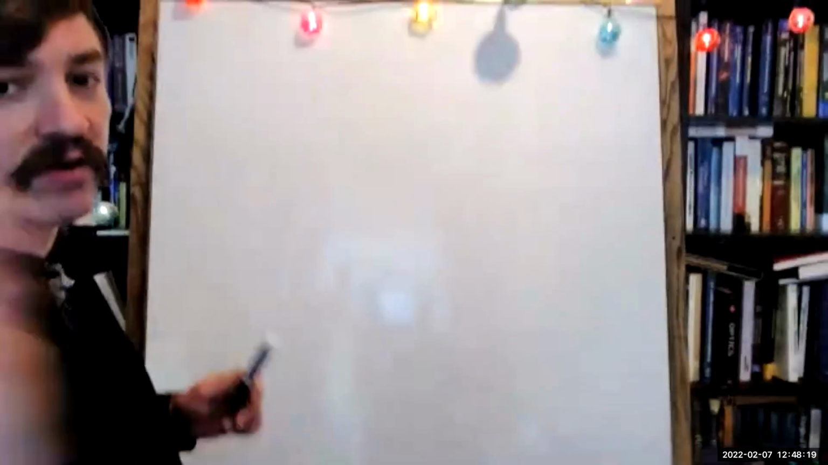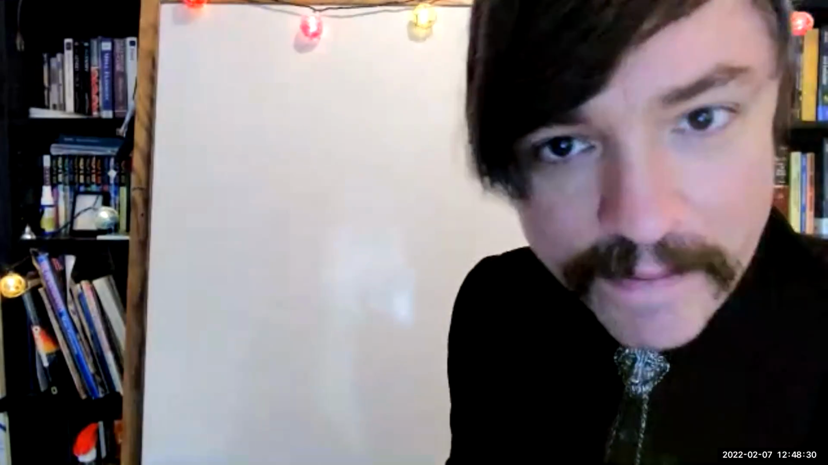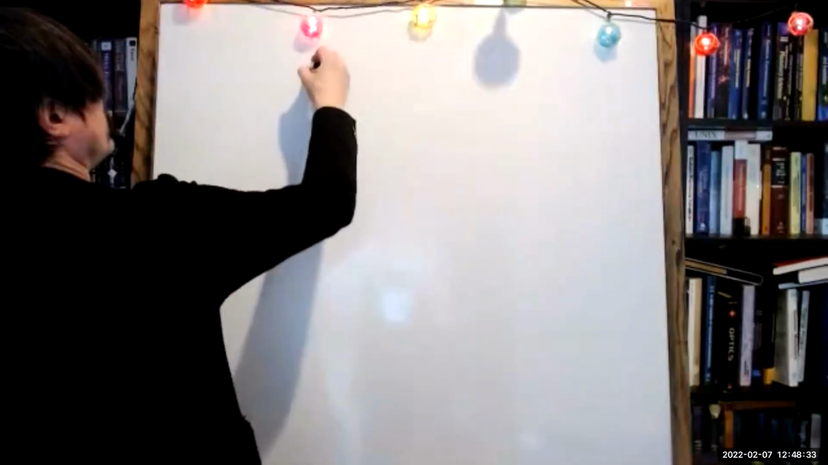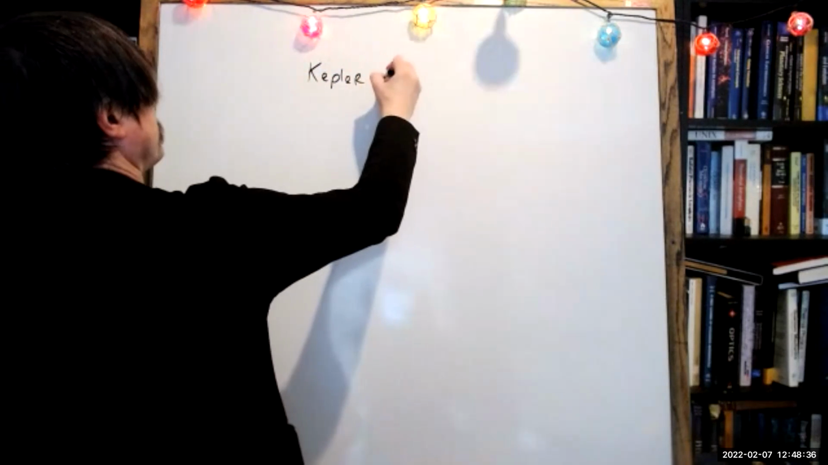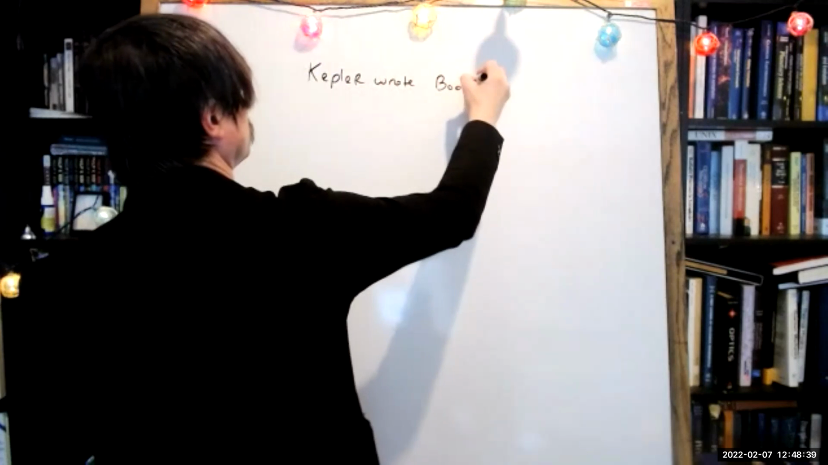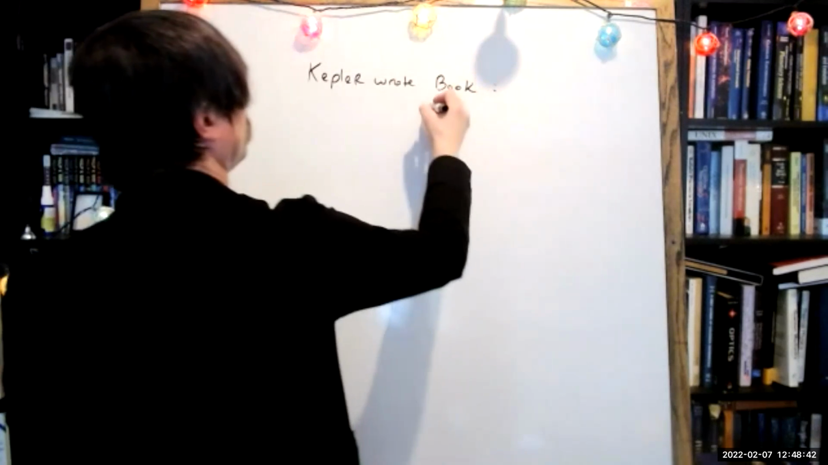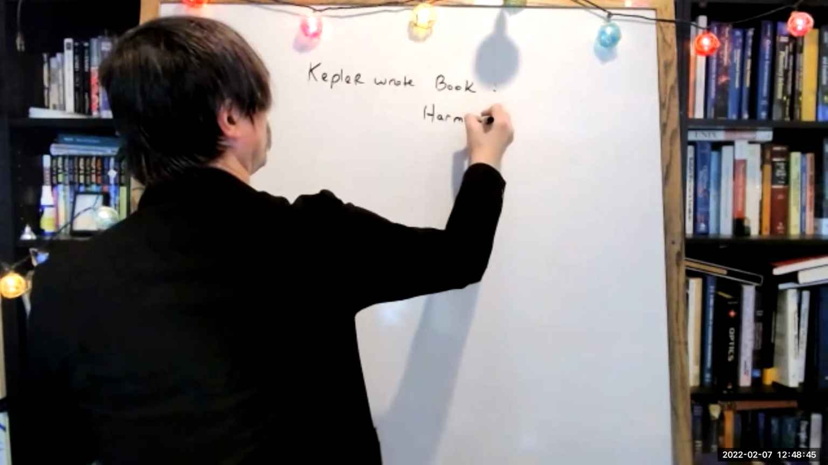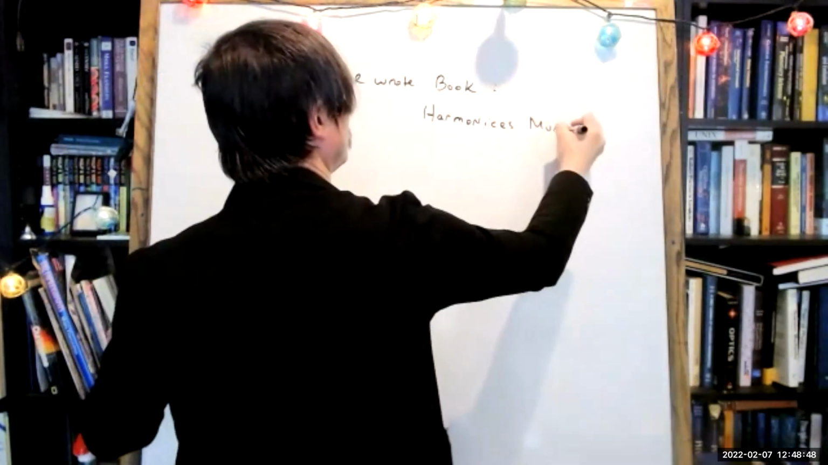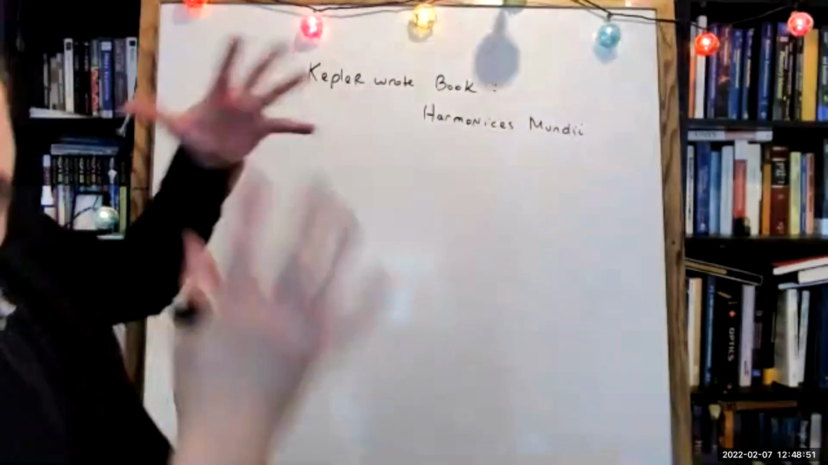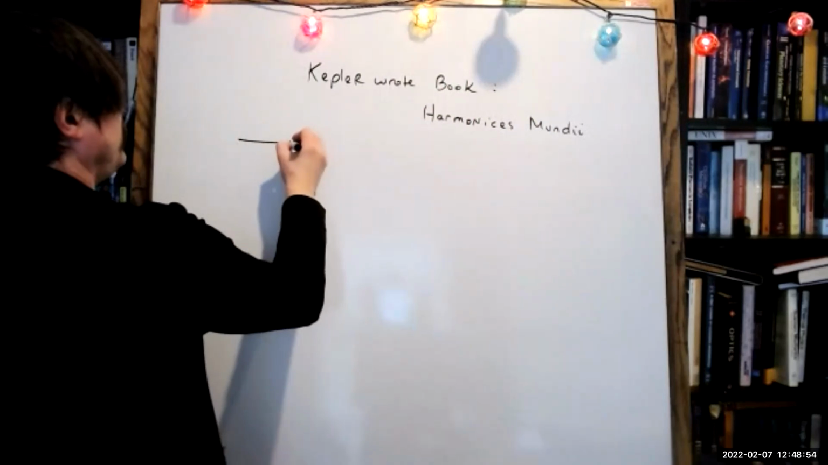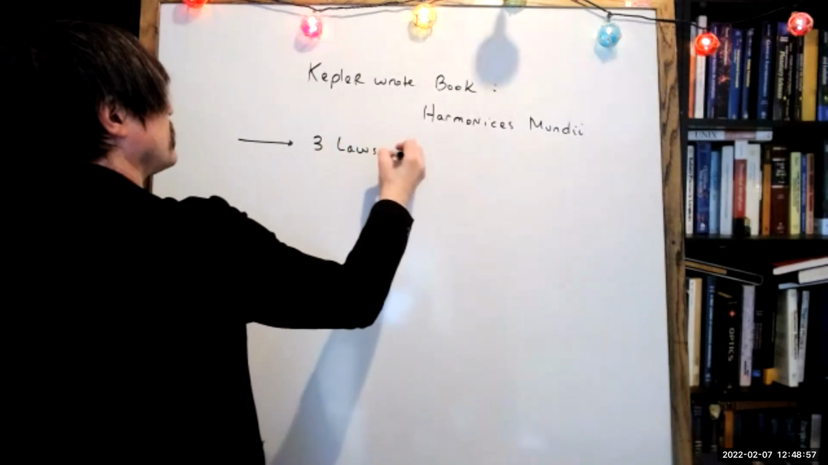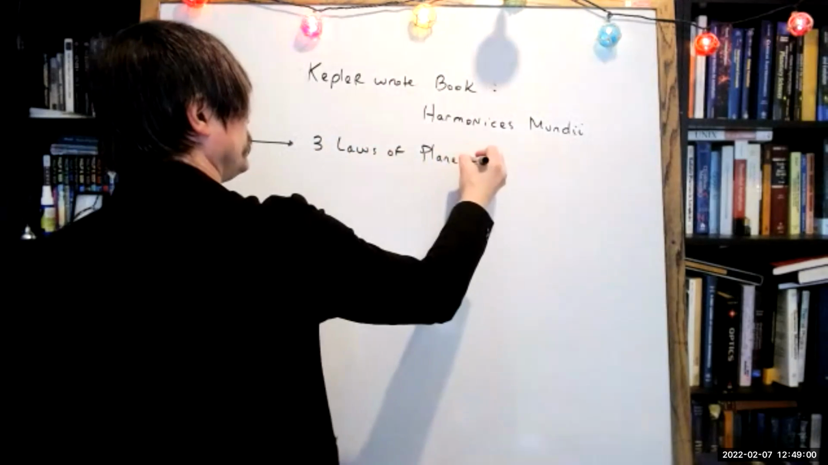Okay, let's make a quick and dirty model of an ellipse. So actually, no. We're going to do an ellipse in just a minute. I don't want to repeat myself twice. Let's do Kepler's 3 laws of planetary motion. So Kepler wrote a book, and Kepler's book was called Harmonices Mundi, on the harmony of the worlds or something like that. And in it, he put forward what are called his 3 laws of planetary motion.